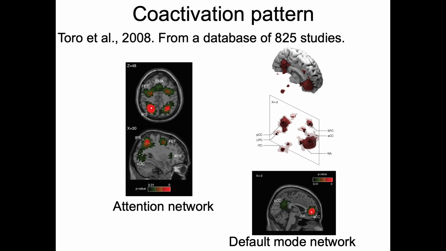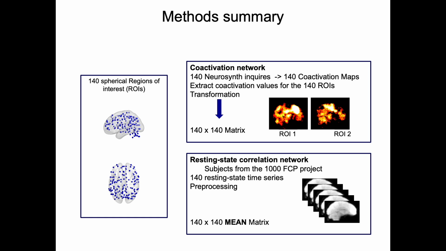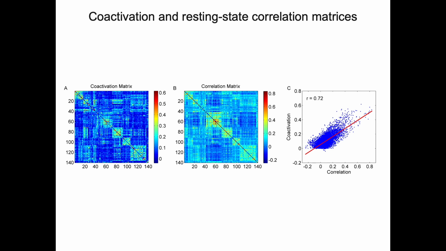Using a large number of studies, it stores the location of all active regions. For any location, Neurosynth identifies all other regions that were also identified as active when the specific region was chosen. So for this study, 140 commonly used regions of interest were identified along with the corresponding co-activation regions. This shows how the data was extracted both for co-activation and for resting state. The same 140 regions were used.